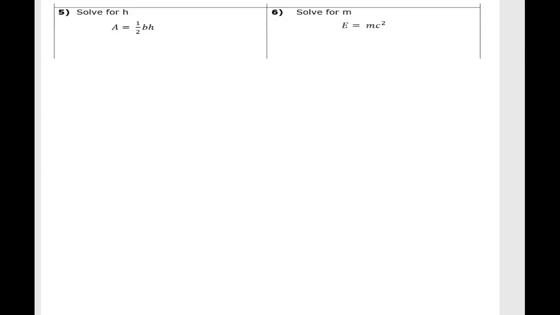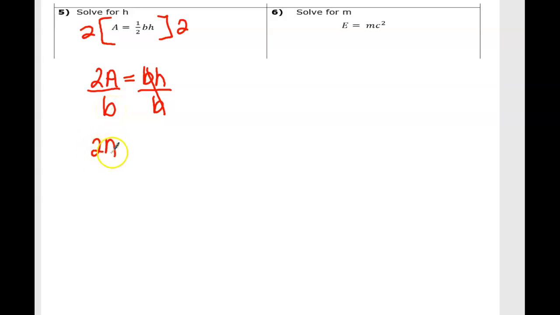Now if we're solving for H here, a lot of times if you have a fraction, it might be easier just to multiply both sides by the denominator 2. So I'm going to take both sides and multiply by 2. I'll demonstrate that by doing that. So I end up with 2A is equal to BH. So I'm going to do it in multiple steps. Now I'm solving for H, so I want to divide by B. Whatever I do to one side, I do to the other. So I end up with 2A divided by B is equal to H, or I can write that as H is equal to 2A divided by B.